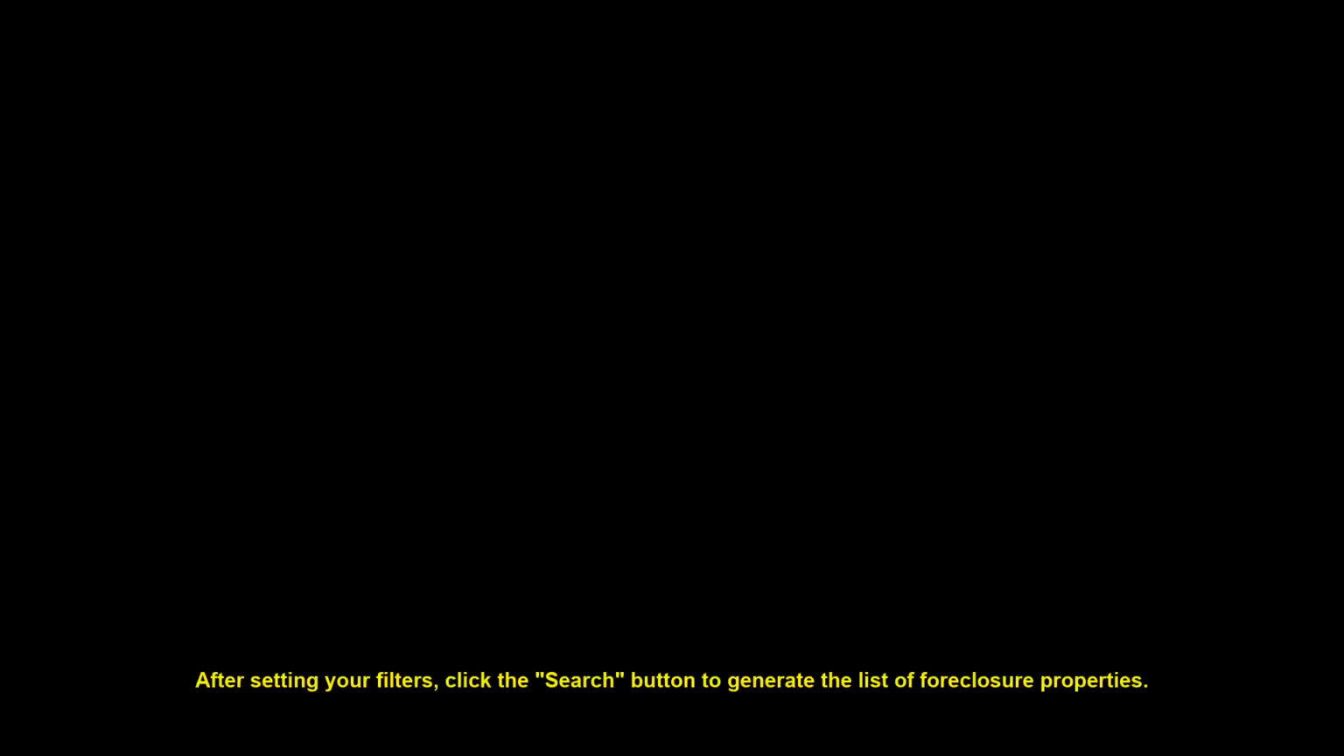After setting your filters, click the search button to generate the list of foreclosure properties. Review the generated list for relevant properties. Click on individual listings to access detailed information. Take note of key information such as property address, auction dates, and estimated values.